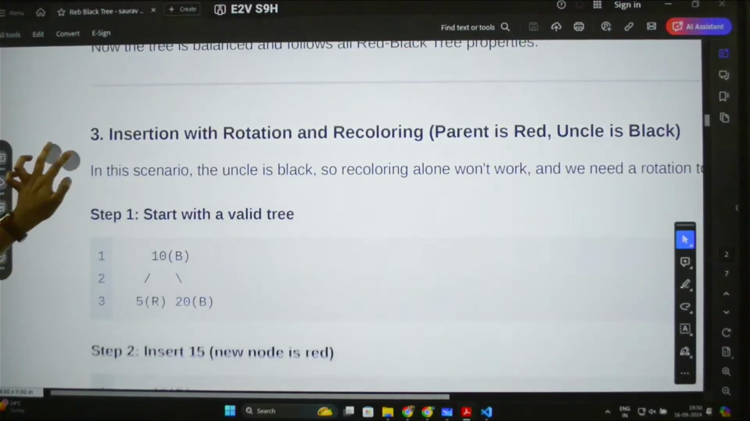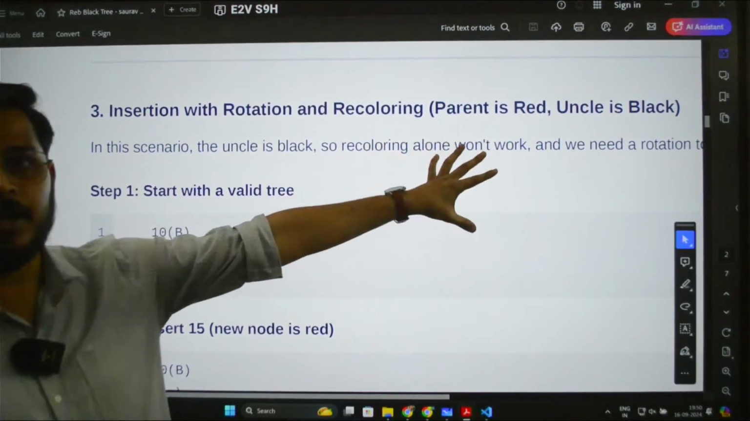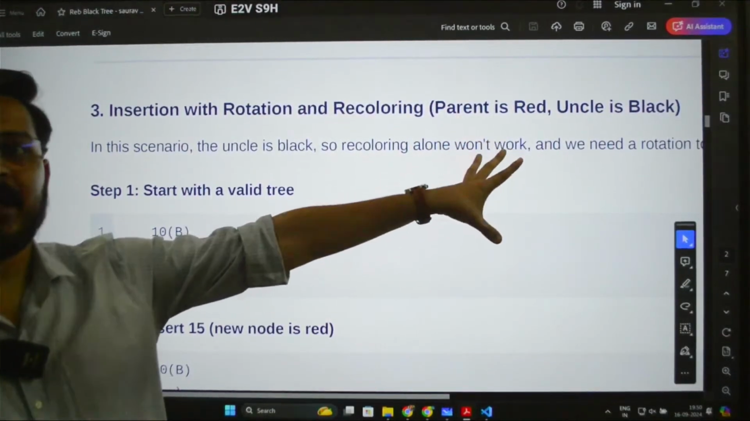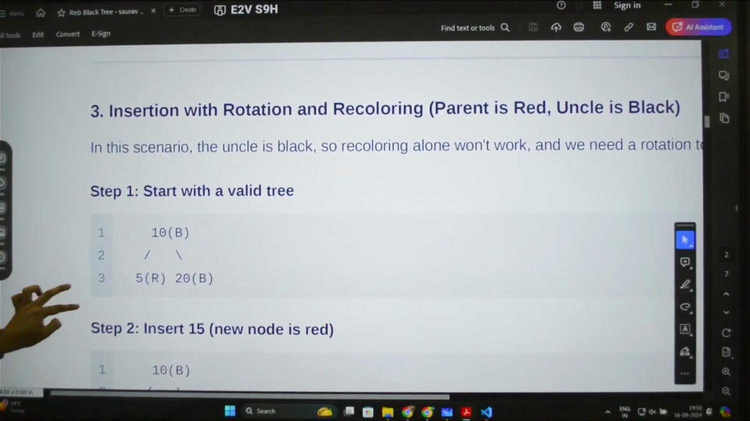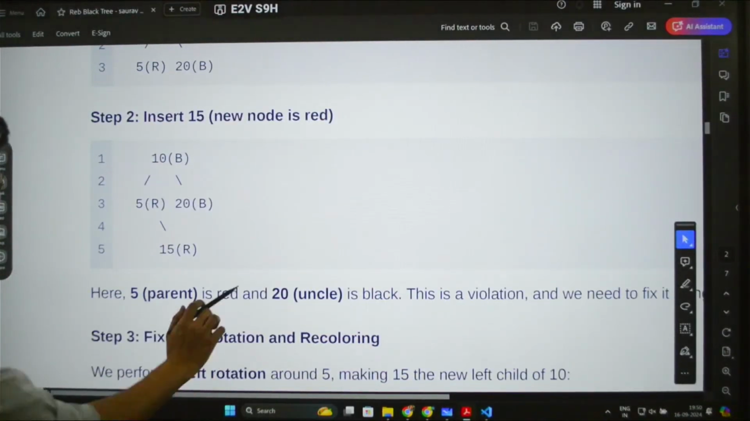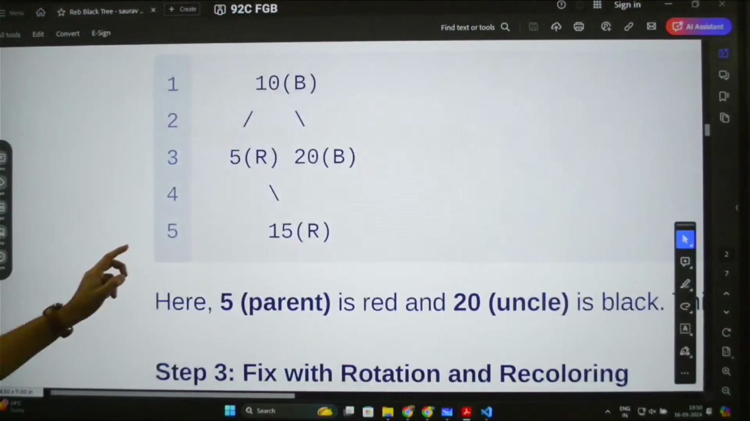Okay guys, insertion with rotation and recoloring, this is the third scenario where we see that the parent is red and the uncle is black. Who is the uncle here? So, let us see who is the uncle here. If I zoom in here, you see that the uncle would be this guy.